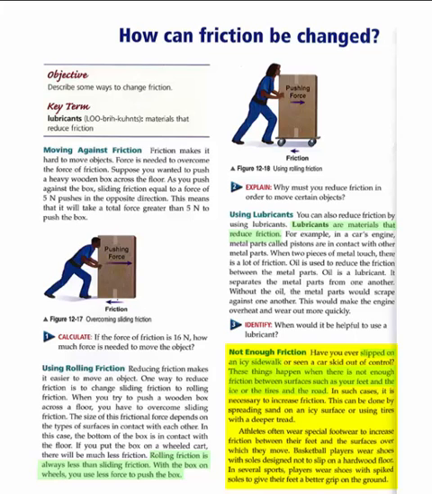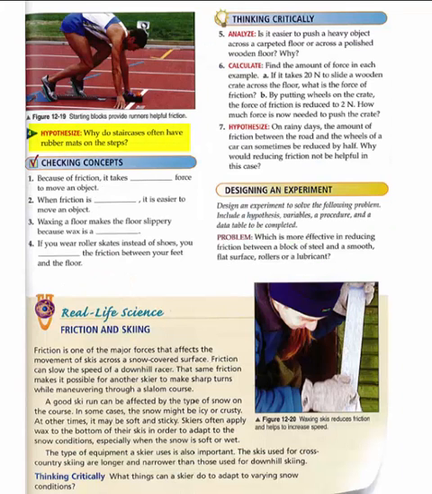Athletes often wear special footwear to increase friction between their feet and the surfaces over which they move. Basketball players wear shoes with soles designed not to slip on a hardwood floor. In several sports, players wear shoes with spiked soles to give their feet a better grip on the ground. 4. Hypothesize. Why do staircases often have rubber mats on the steps?